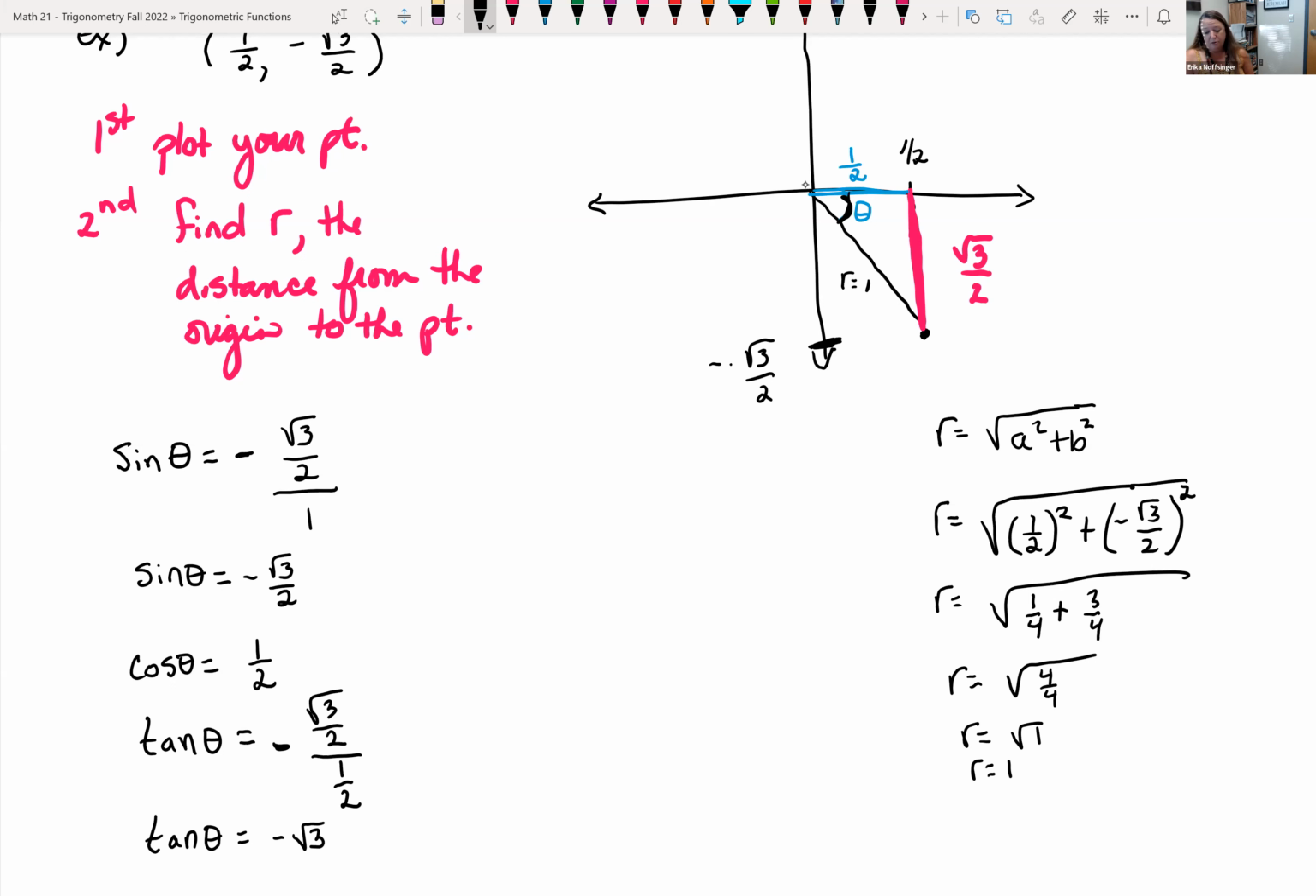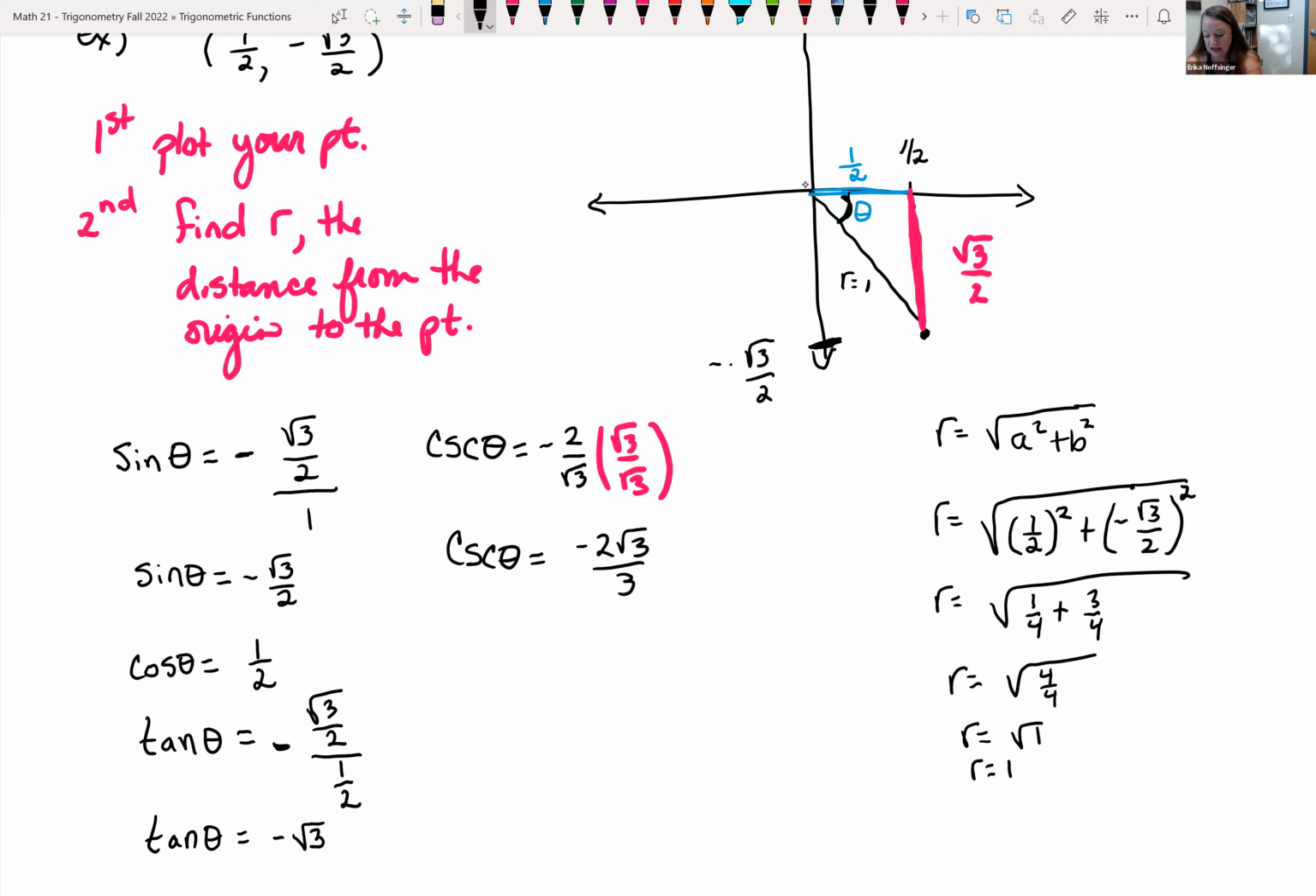So now we can get the reciprocal functions. The reciprocal function of sine theta is the cosecant theta. So the reciprocal of negative √3 over 2 is negative 2 over √3. We want to rationalize our denominator. Do that by multiplying by our fancy one, √3 over √3, and we get that cosecant theta is equal to negative 2√3 over 3.